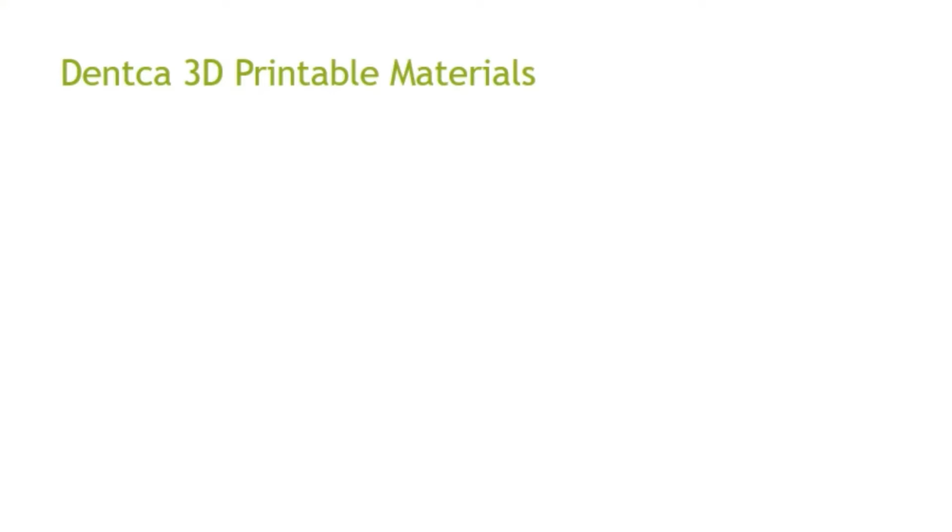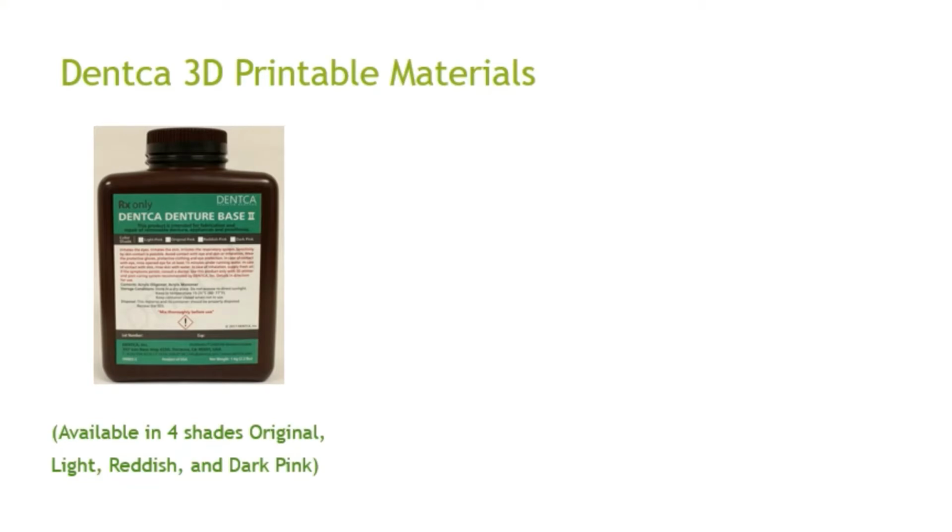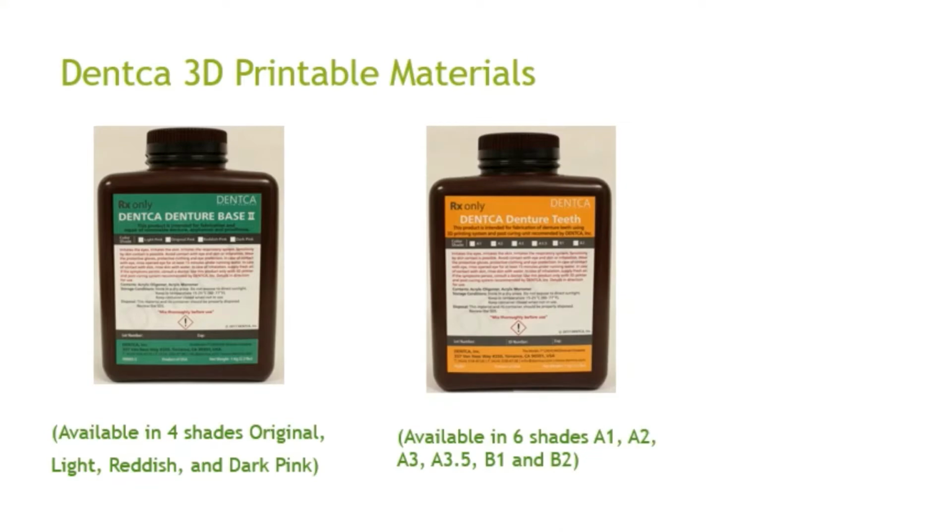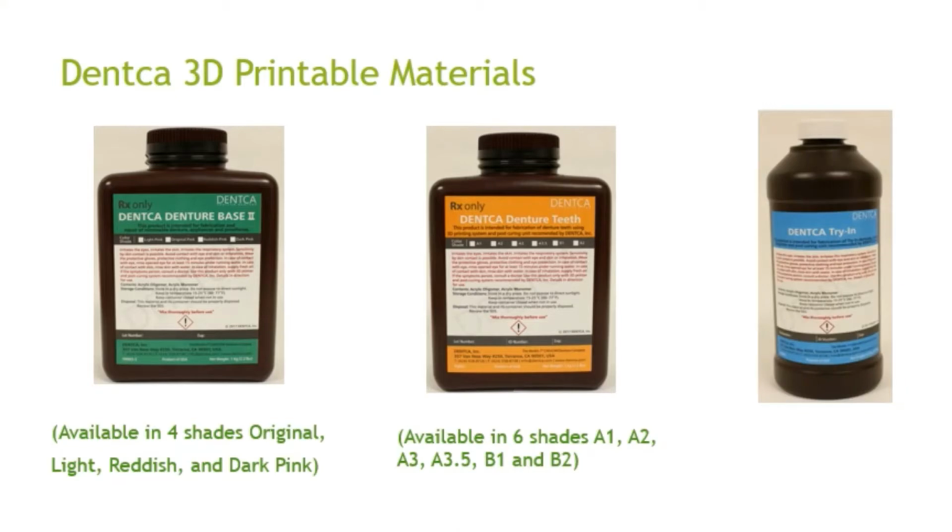DENTCA can sell you and provide you with 4 different shades for DENTCA base material: light reddish, dark pink, and original. There are 6 different shades for teeth material: A1, A2, A3, A3.5, B1, and B2, and DENTCA Trine material, which comes in 1 shade.